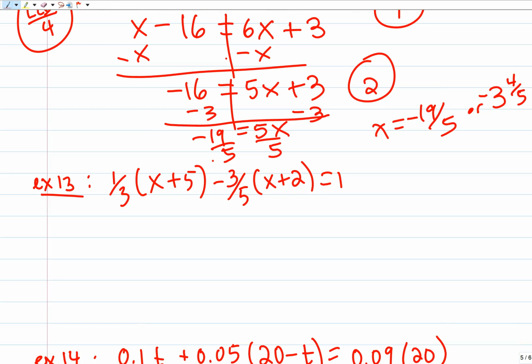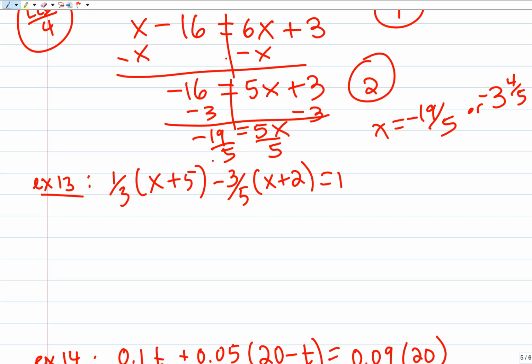I'm going to let you guys choose on this one. Do you want me to distribute, then clear the fractions, or do you want me to clear the fractions, then distribute? Do what first? I heard distribute first.